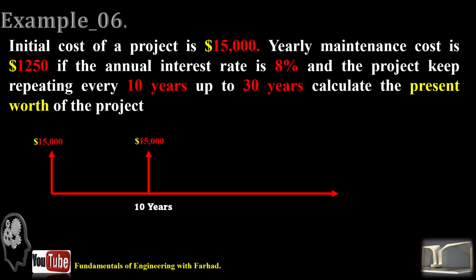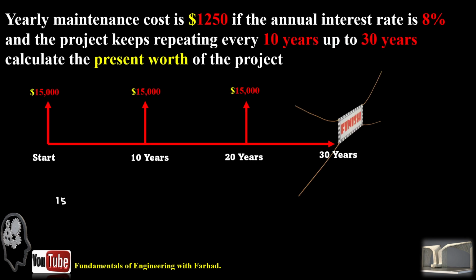So it just keeps repeating the same condition at 10 years, then at 20 years, and then 30 years is the stop line or finish line of our project, or the entire time span. To start our problem, we take the initial cost of 15,000 as the present worth, because that's the very beginning of the problem. That's a present worth of the project.